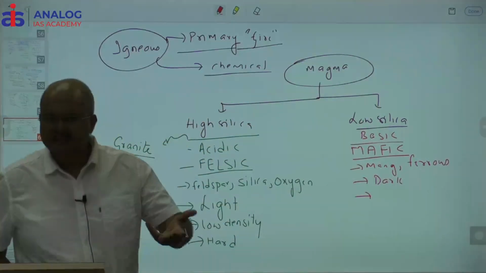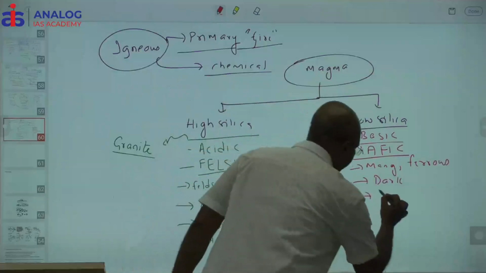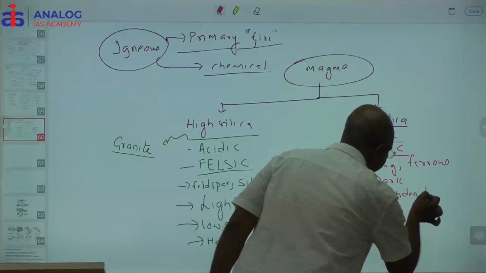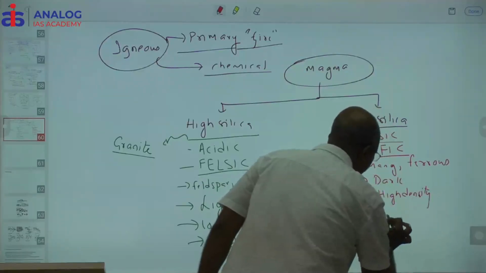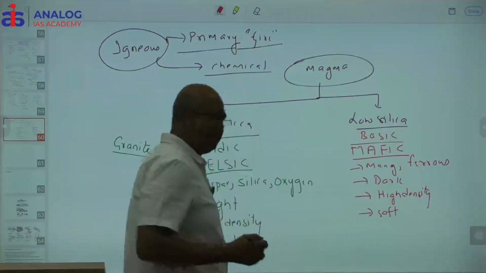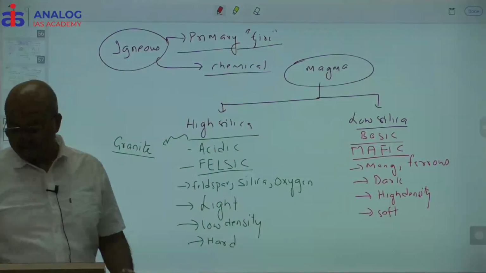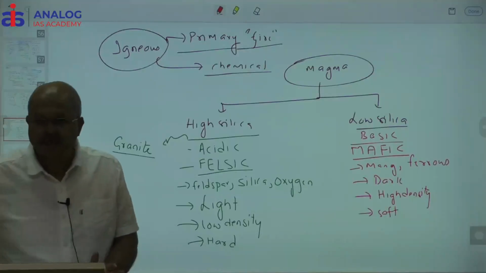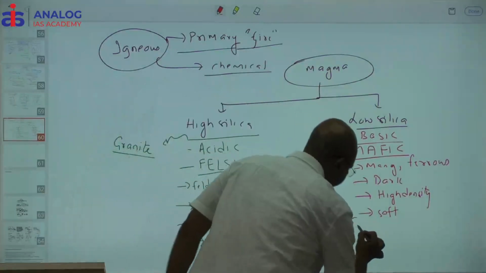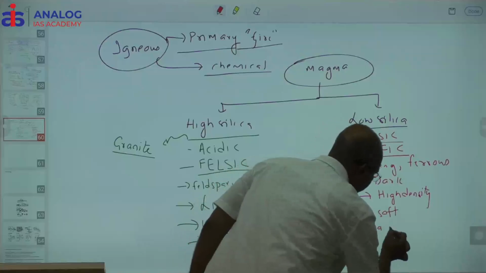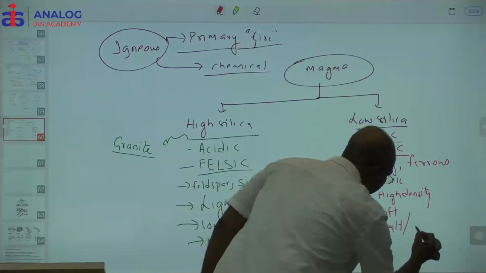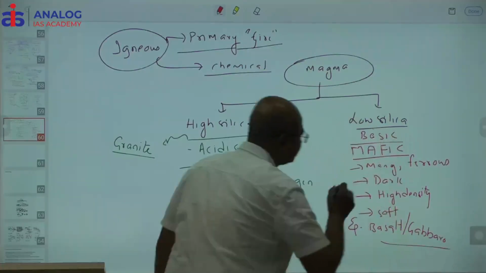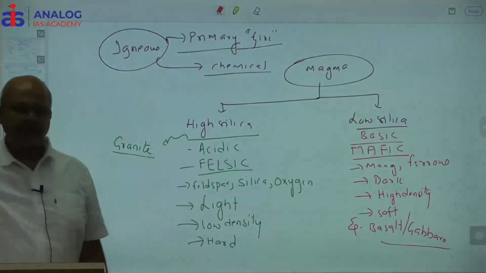And because iron and manganese are there, they will have high density. They are denser, and they are comparatively softer. The best example of that is basalt in the ocean beds, and gabbro rocks. So we refer to them as mafic.